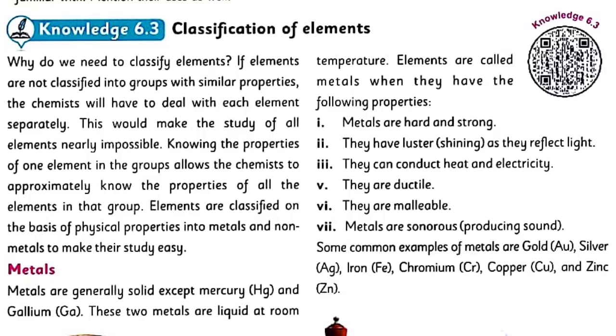Elements are called metals when they have the following properties. 1. Metals are hard and strong. 2. They have luster as they reflect light. 3. They can conduct heat and electricity. 4. They are ductile. 5. They are malleable. 6. Metals are sonorous. Some common examples of metals are gold, silver, iron, chromium, copper, and zinc.